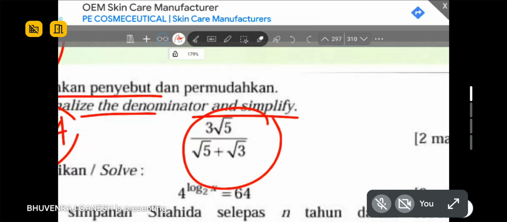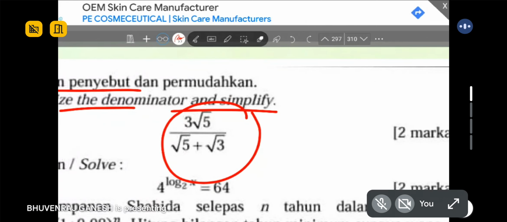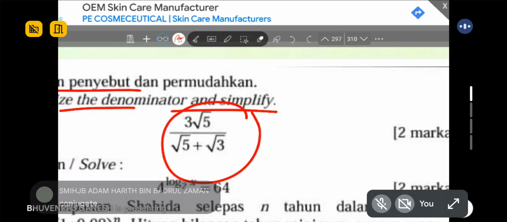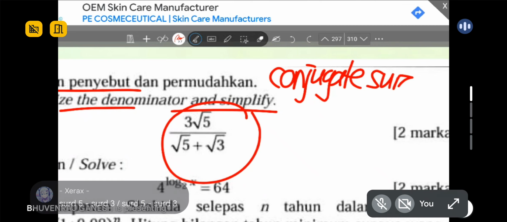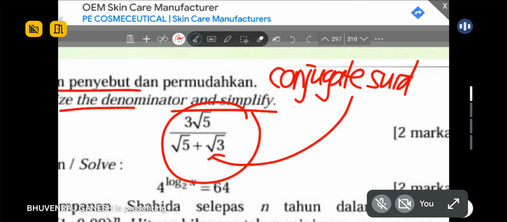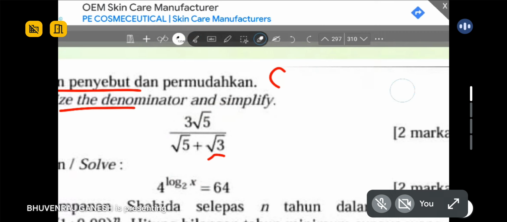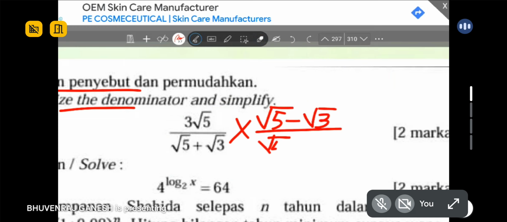May I know? You must use a concept you all learn in Form 4, Chapter 4. Yes, you use the conjugate surd. Correct. Remember this concept, guys. Whenever you see a surd as a denominator, you must use the surd conjugate. So your surd conjugate is times surd 5 minus surd 3. So positive bottom change to become negative. That's all. So you solve, guys.